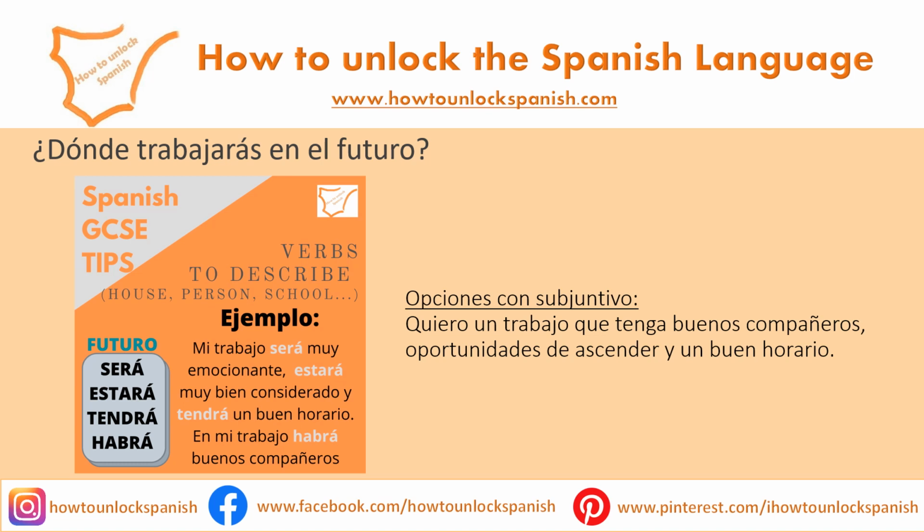If you want to aim higher, you can use the subjunctive. For example, saying, quiero un trabajo que tenga buenos compañeros, oportunidades de ascender y un buen horario. So whenever you describe the ideal something, you are looking for any job that has those conditions, then you use the subjunctive. So quiero un trabajo que tenga buenos compañeros is I want a job that has good mates or good colleagues, opportunities to promote, and good hours.